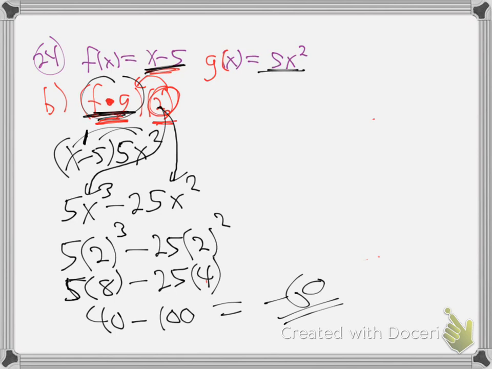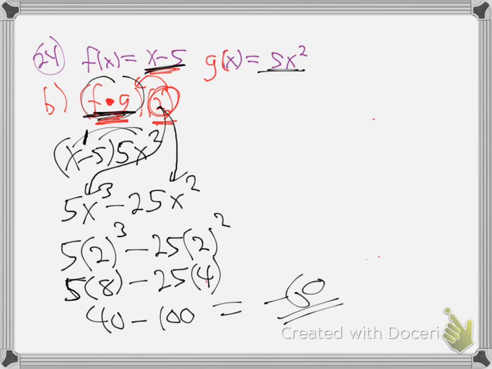So the moral of the story is the number in parentheses after a function, f, g, natural log, sine, cosine, tangent, any function, is not multiply. It's plugged into the toaster, into the function, right? That's what that is.